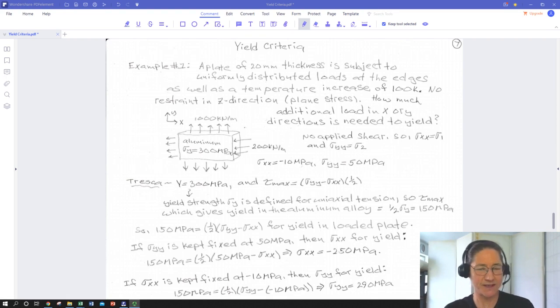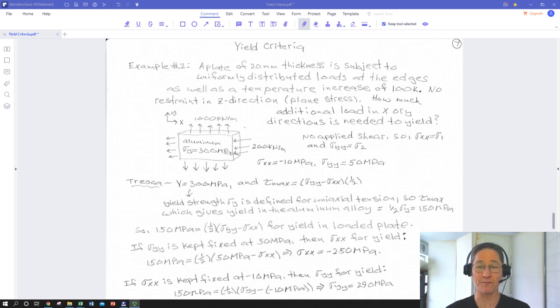In this lecture we're going to do an example where we look at criteria for yield, and basically how much additional load we would have to apply to something that's already in a biaxial stress state for it to yield. At this point, we've gone over the Tresca criteria for max shear.